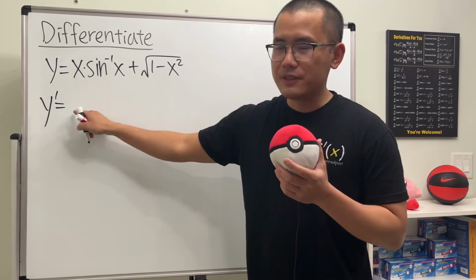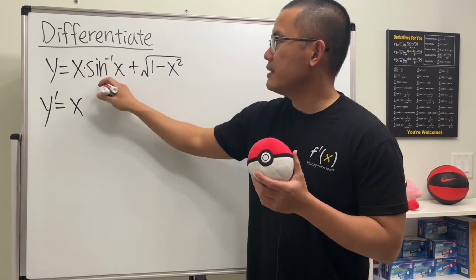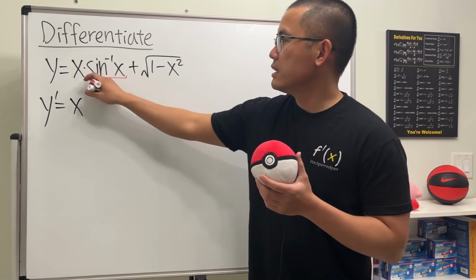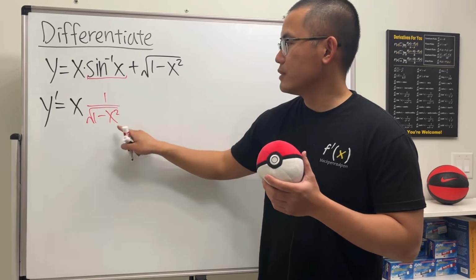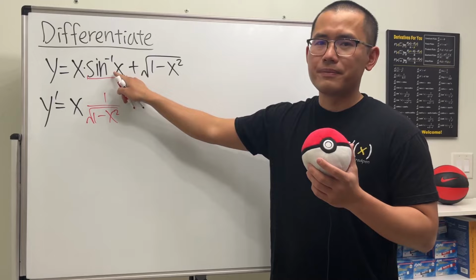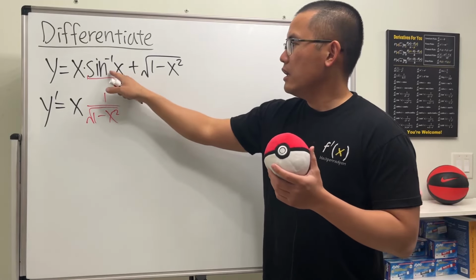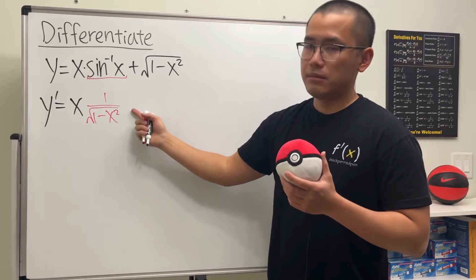We are going to keep the first function, which is x, and then we multiply by the derivative of the second. The derivative of this is 1 over square root of 1 minus x squared. So be sure to remember that. And then we continue. You see, in this case, we look at the inside, and yeah, we use the chain rule, but the derivative of x is just 1, so it doesn't matter.